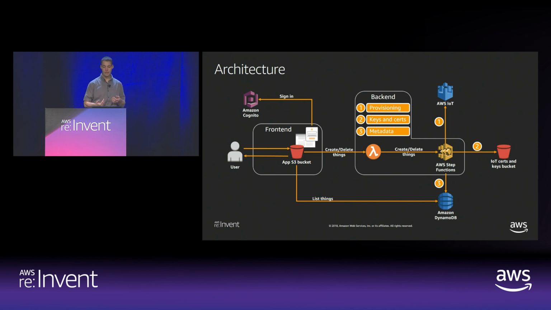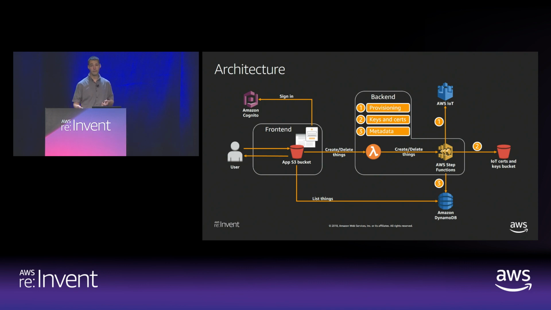So we go through and create a bot. That triggers a lambda, which is using step functions to orchestrate the process. And there's three main things that are happening during that. The first thing that happens is we're provisioning on the back end with AWS IoT. After that, we store the S3 certs and keys in a bucket, and that's just for the application to interact with, or the bot to interact with.